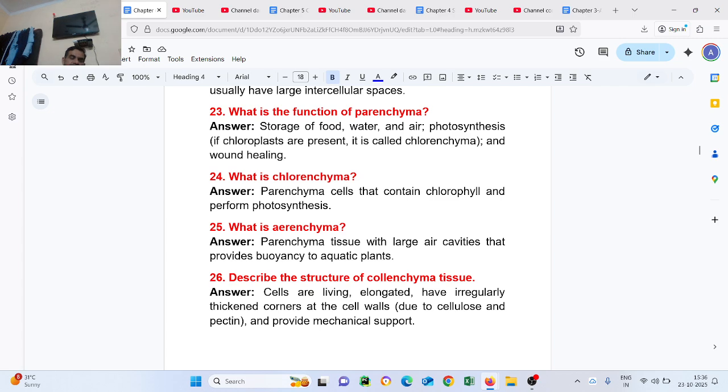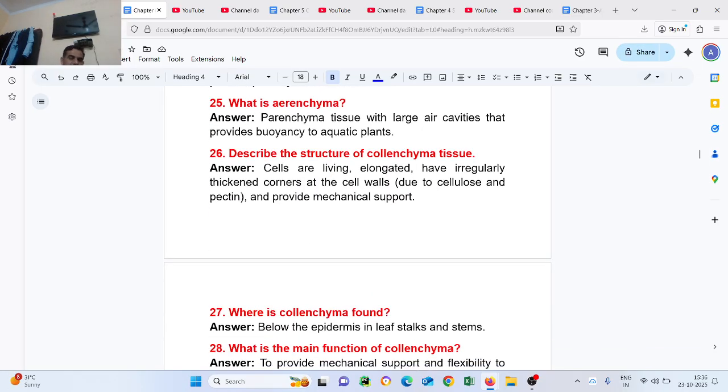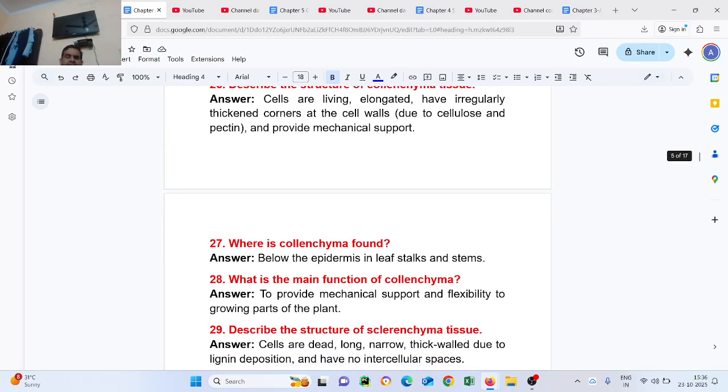Question number 26. Describe the structure of collenchyma tissue. Answer: cells are living, elongated, and have irregularly thickened corners at the cell wall due to cellulose and pectin, and provide mechanical support. Question number 27. Where is collenchyma found? Answer: below the epidermis in leaves, stalks, and stems.